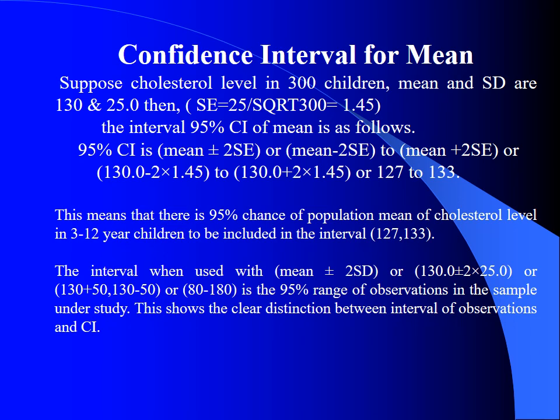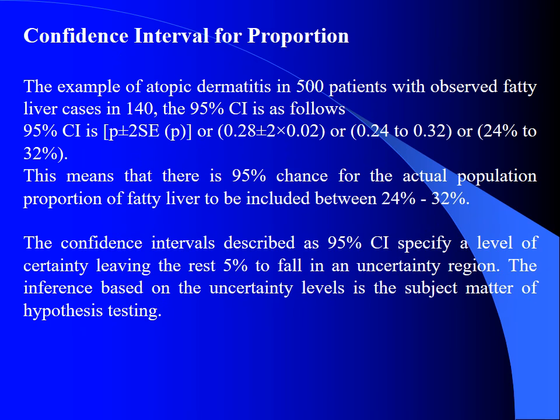This is clearly different from the mean plus or minus 2 SD limits. That is what is different between the mean plus or minus 2 SE limits and the mean plus or minus 2 SD limits. This is 80 to 180. So the interpretation of this is that the 95% range of observations in the sample is between 80 and 180. This shows the clear distinction between an interval of observations and confidence.